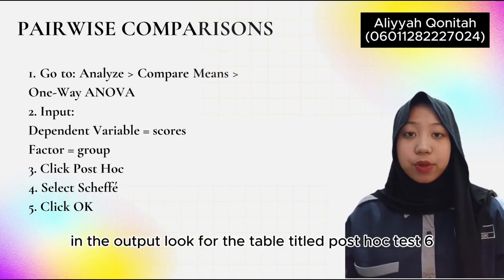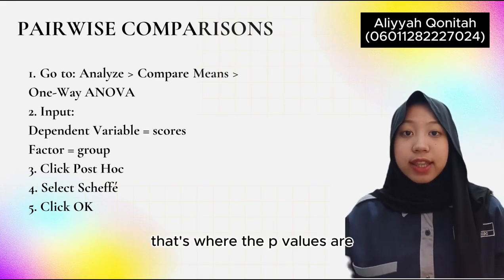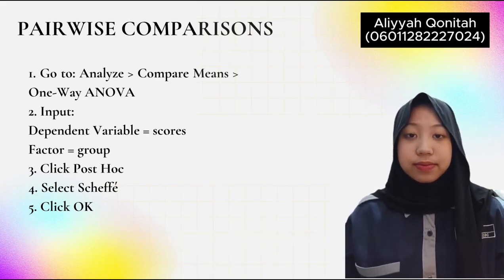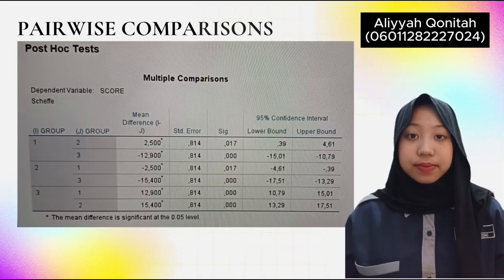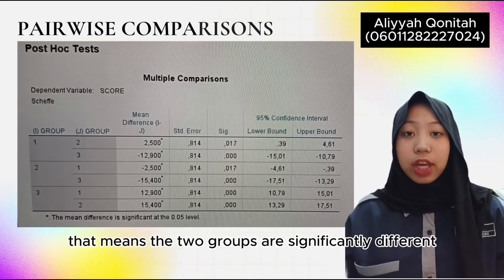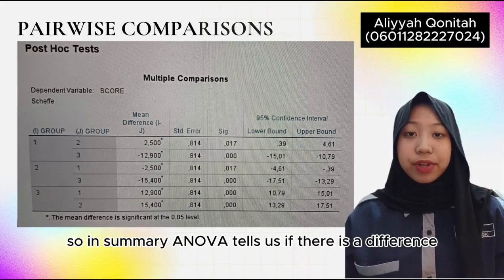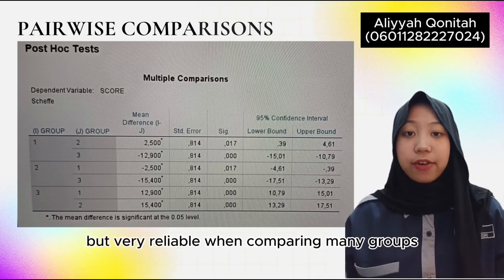5. In the output, look for the table titled Post Hoc Test. 6. Find the column labeled Sig. That's where the p-values are. It should more or less look like this. If the value is less than 0.05, that means the 2 groups are significantly different. So, in summary, ANOVA tells us if there's a difference. Scheffé tells us where the difference is. It's more conservative but very reliable when comparing many groups.